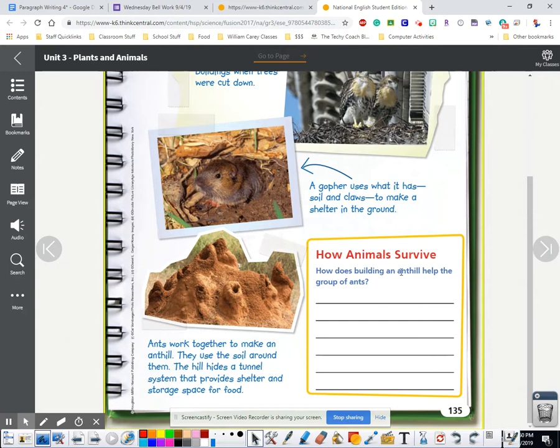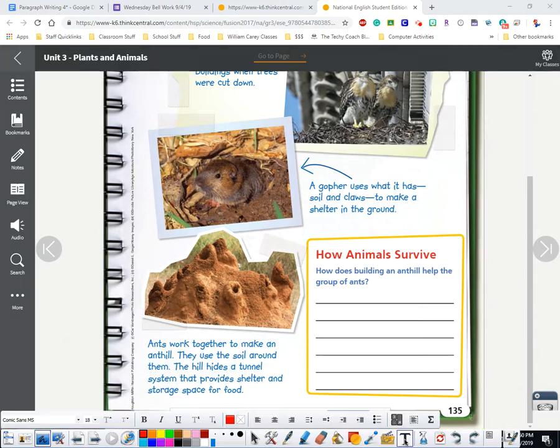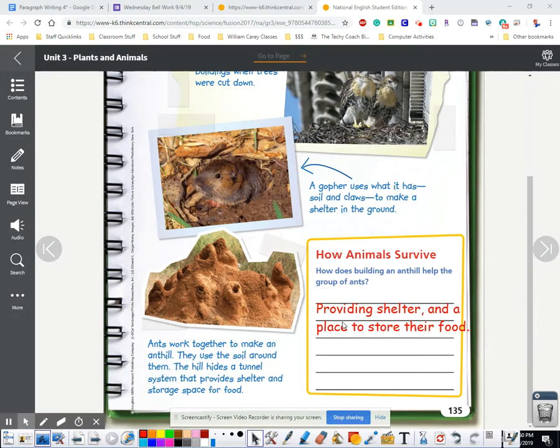So how does building an anthill help the group of ants? Well, it tells you right here how it helps them. So I'll type it right here. It says it helps them by providing shelter and a place to store their food. Okay, so that's the answer for page 135. Make sure you write this down. Again, if this is going too fast, pause it, rewind it, okay, because I'm not slowing down.